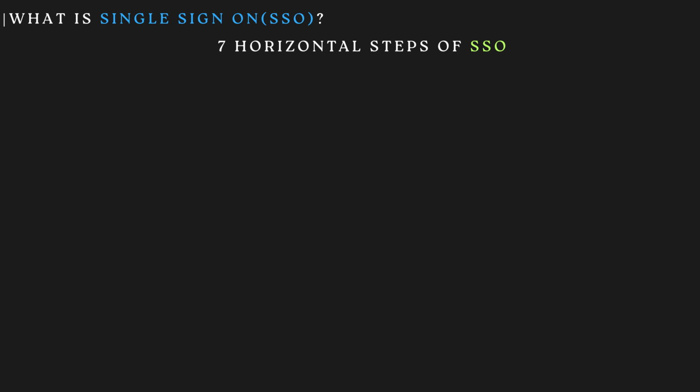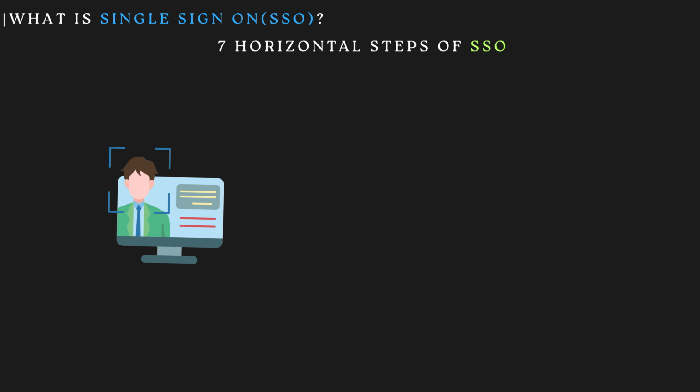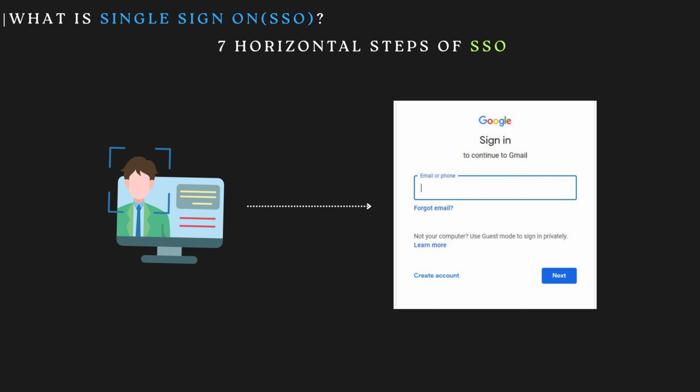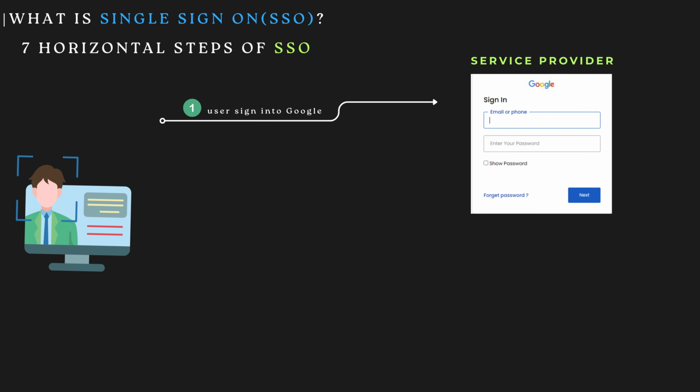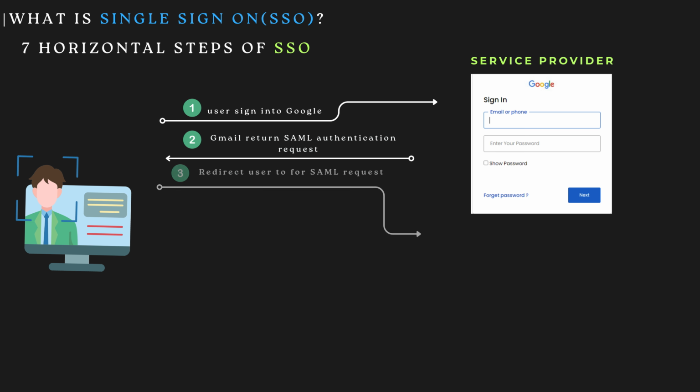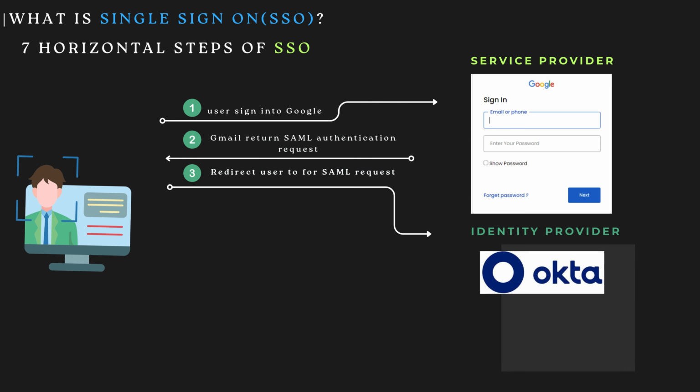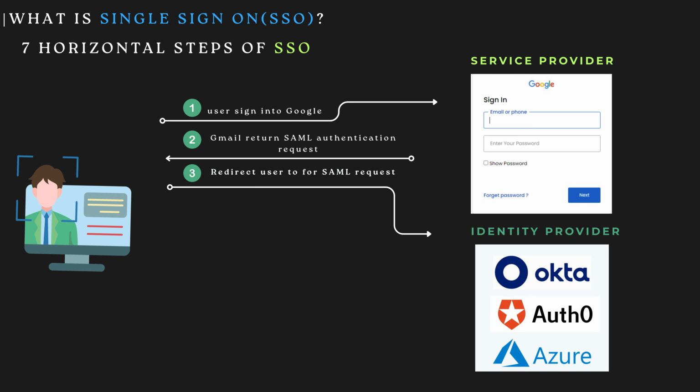Let's walk through a typical SAML-based SSO login. Imagine someone visits Gmail at work. In this case, Gmail is the service provider, or SP. Instead of asking for credentials directly, Gmail sends a SAML authentication request through the browser, redirecting the user to their company's identity provider, or IdP. This could be something like Okta, Auth0, or Azure AD.